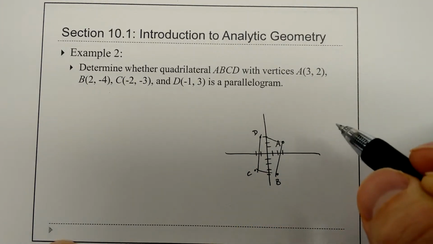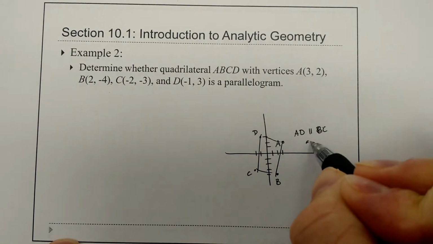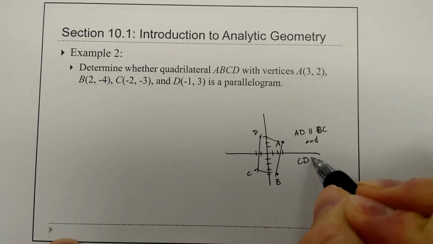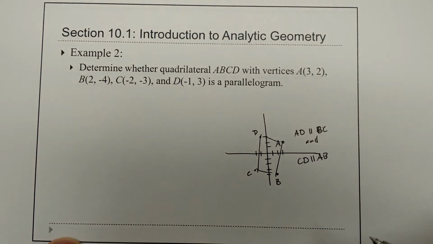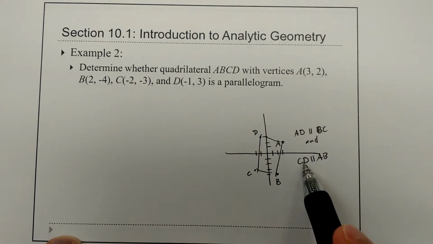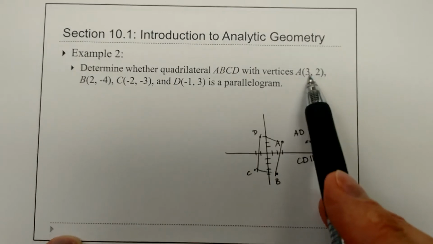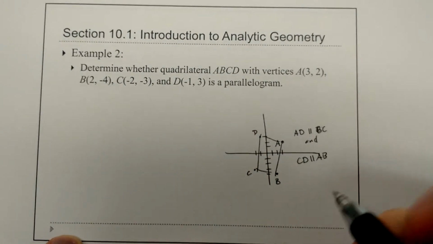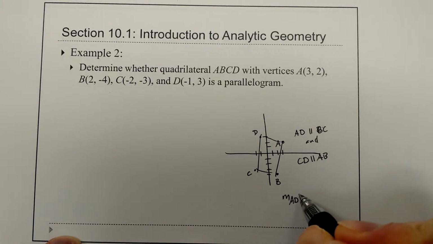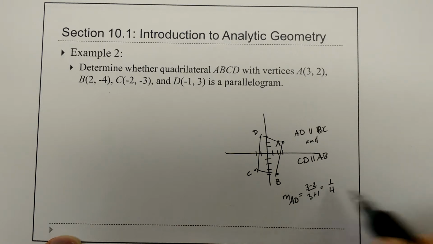So for this to be a parallelogram, opposite sides have to be parallel. So AD would have to be parallel to BC, and CD would have to be parallel to AB. To do that, we need to find the slope of the line for AD and the slope for BC, find the slope for CD and the slope for AB, because they have to be the same. So AD is 3, 2. So the slope of AD is going to be 3 minus 2 over, so y2 minus y1 over 3 plus 1. So that's 1/4.